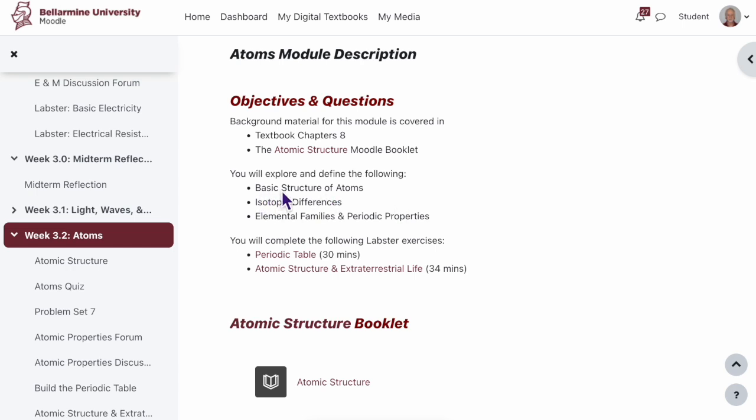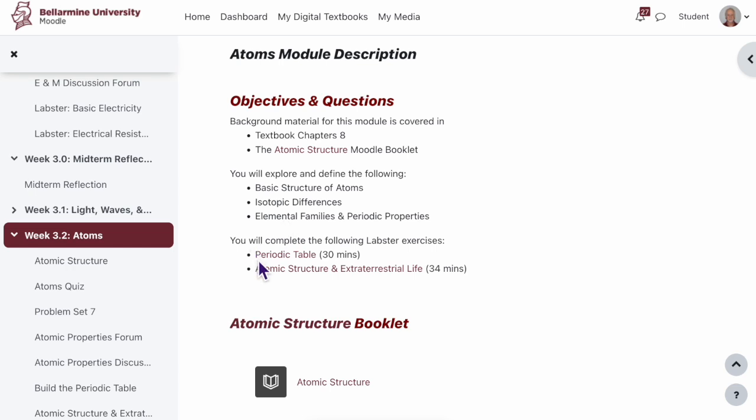We're going to be looking at the basic structure of atoms, electrons, and the nucleus containing protons and neutrons. We're going to determine what an isotope is and what the differences in isotopes are. And then we're going to look at how this applies to the periodic table, the position of the elements of the periodic table, and the relationship between the elements of the periodic table.